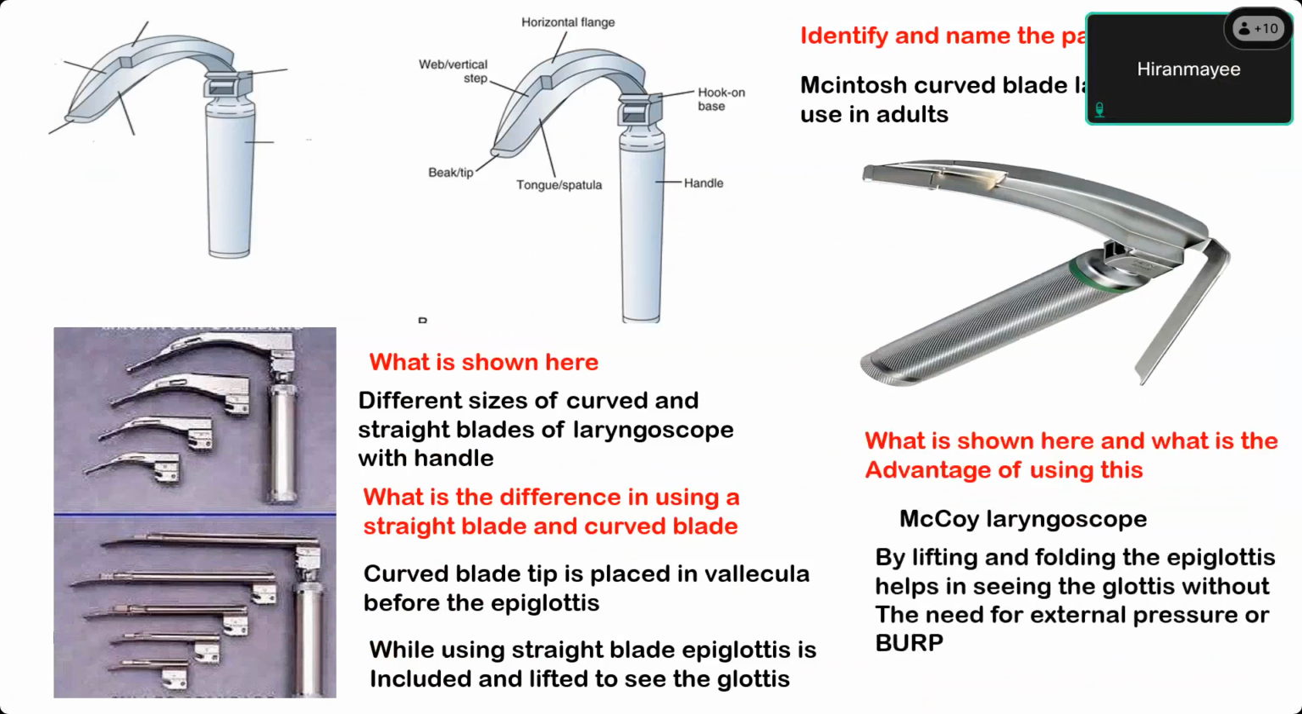So by lifting and folding the epiglottis, it helps to see the glottis without the need for external pressure or the BURP maneuver, backward, upward, rightward pressure. Usually we require some help when you are not able to see the glottis. But with the McCoy, you can easily do it yourself without the need for any external assistance. Okay, that is the biggest.